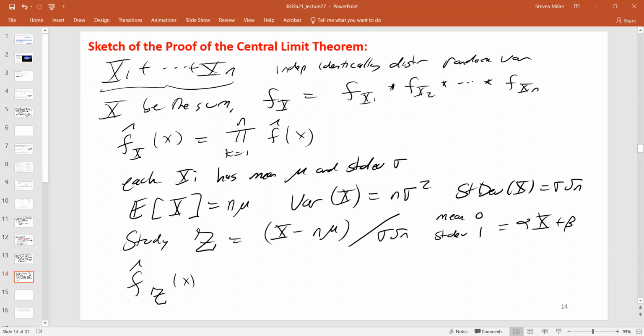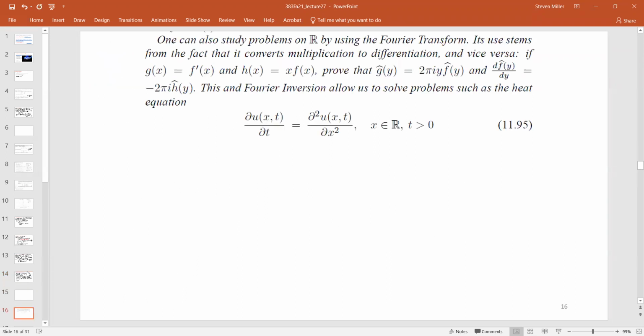And so this is to give you some sense of the power of complex analysis. I want to just end with one quick note on other things you can study with the Fourier transform. You can study differential equations. So we can look at this beautiful result.